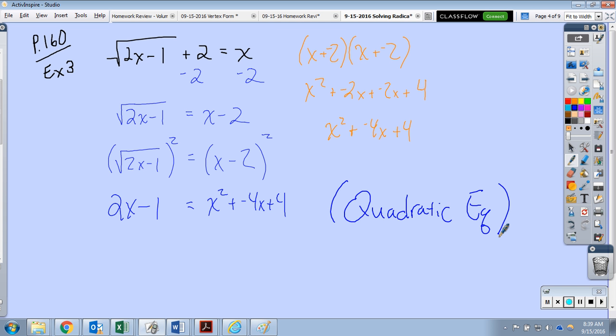Now, I personally like my a to be positive, so I'm going to get rid of these guys. You can do whatever way you want, but I prefer my a to be positive. So how would I make this equal to 0? Subtract 6x plus 1. Okay. So I can do each individual part. I can subtract 2x, and I can add 1 at the same time.